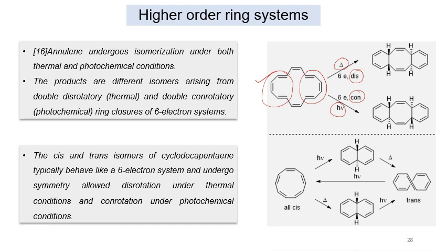In this particular case, which is the cyclodecapentaene system, this also behaves typically like a 6 electron system, and undergoes a symmetry allowed disrotation under thermal conditions and a conrotation under photochemical conditions. This can now further react under thermal conditions to give you this highly unstable trans polyene system. This under photochemical conditions can give you the same system, and these are quite reversible. This particular system can be reversed back to the starting cyclodecapentaene system under photochemical conditions.